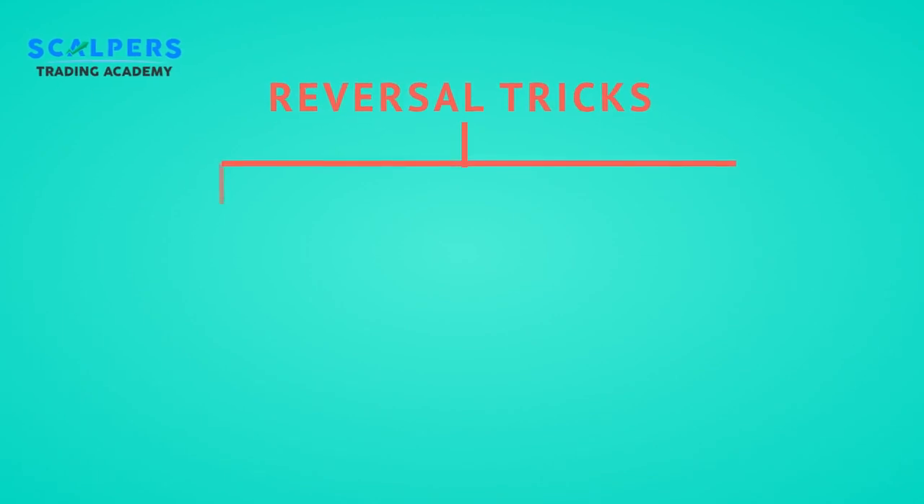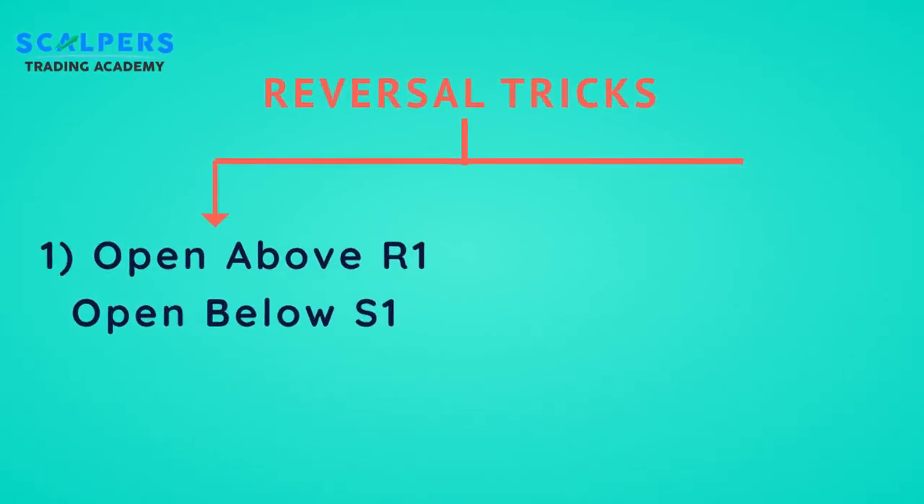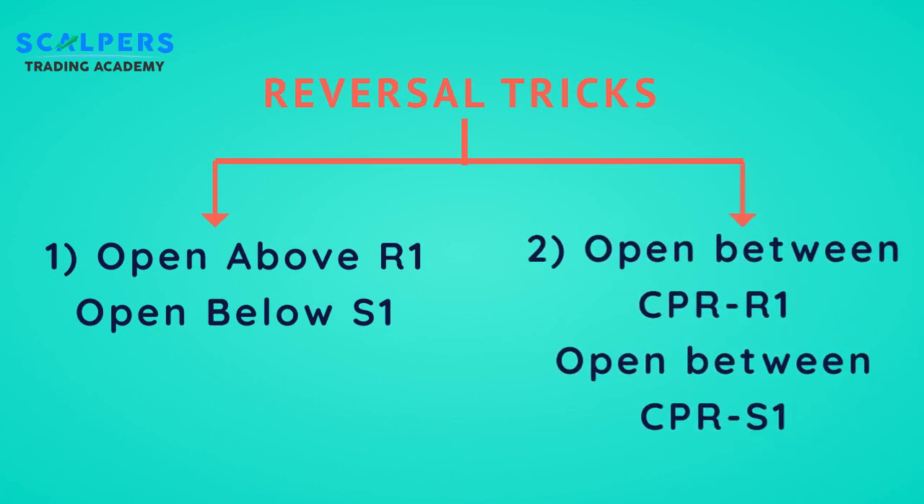Reversal setup in CPR can be classified into two types: 1, open above R1, open below S1; 2, open between CPR and R1, open between CPR and S1.